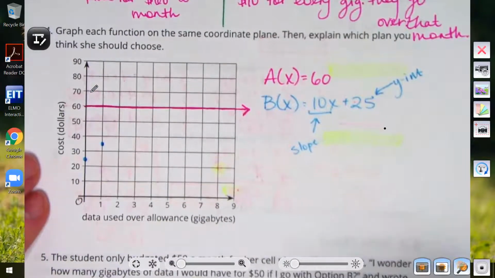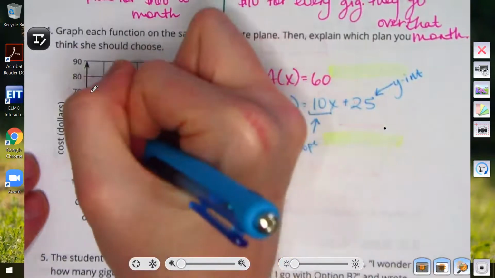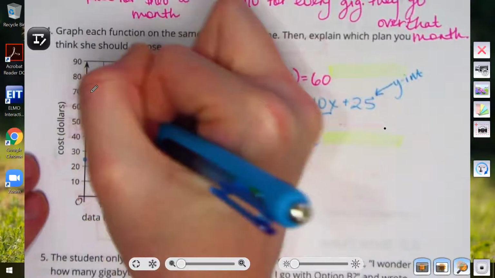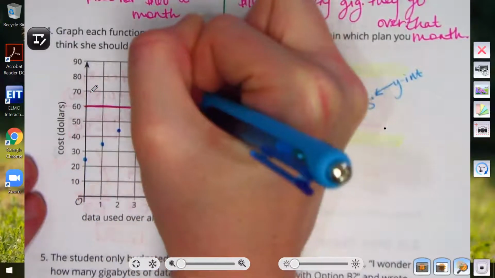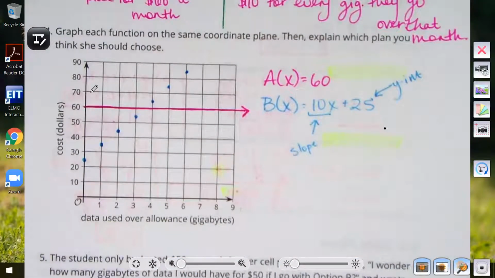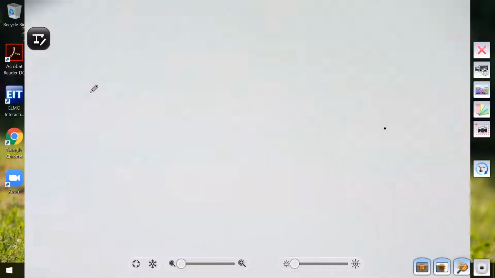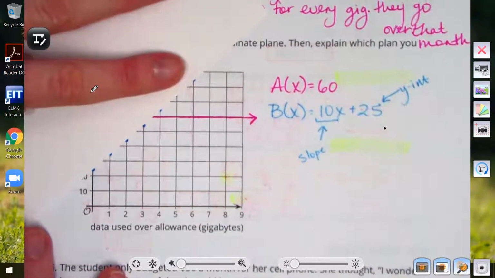All right, I'm going to do it again. I'm going to start at this point right here. I'm going to go up 10 over 1. And I'm just going to keep doing that and form my line until I run out of graph. Okay, so then you're going to find something to connect it with or just freestyle it.